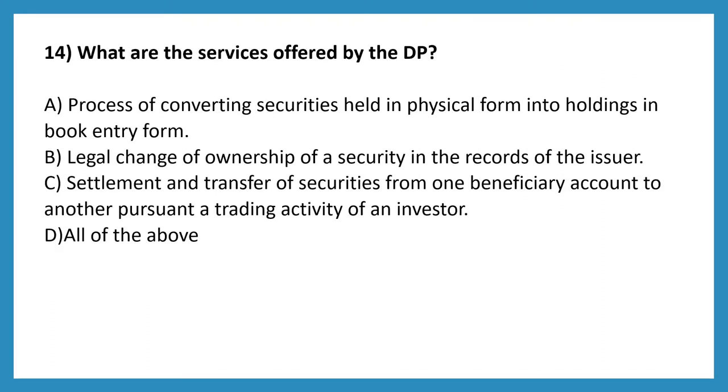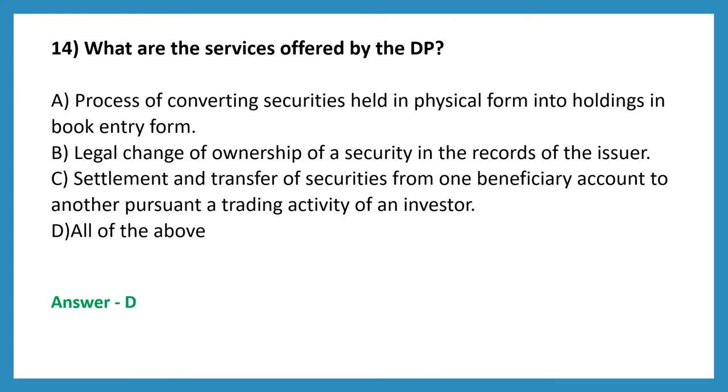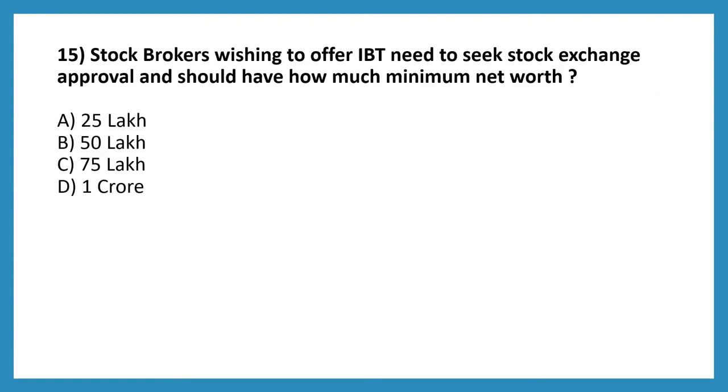What are the services offered by the DP? Option A, process of converting securities held in physical form into holdings in book entry form. Option B, legal change of ownership of security in the records of the issuer. Option C, settlement and transfer of securities from one beneficiary account to another pursuant to a trading activity of an investor. Option D, all of the above. The correct answer is option D, all of the above.